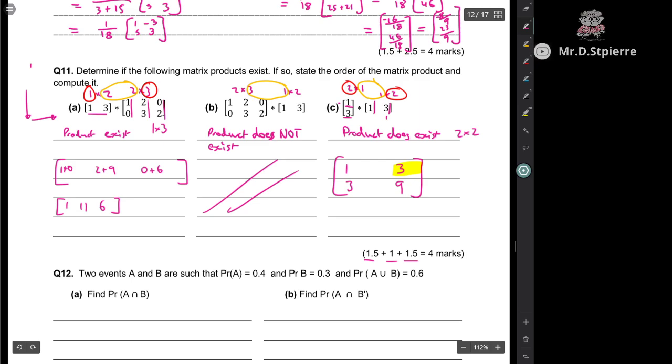It is likely the ones that are worth more marks probably mean you have to do some more work, and the one that's not worth as much mark might mean there's less work involved. So just a little bit of a hint there that might guide you on which ones do have a product and which ones don't.